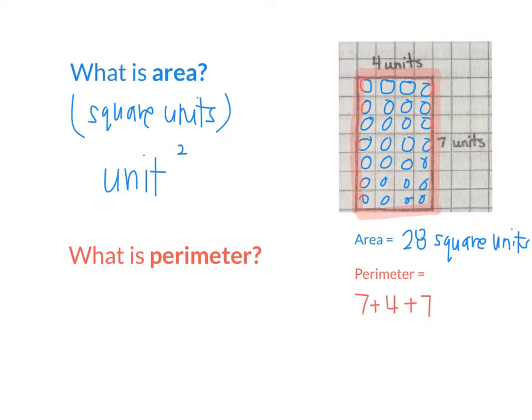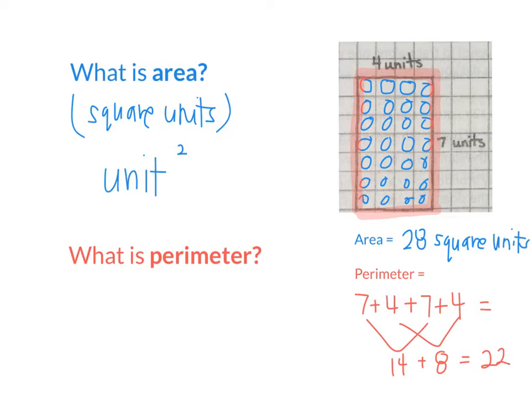7 plus 4 plus 7 plus 4. Well, we can think to ourselves, what's 7 plus 7? What's 4 plus 4? What's 14 plus 8? 22. Let me ask you a question. It's 22 something. Is it 22 regular units? Is it 22 square units?